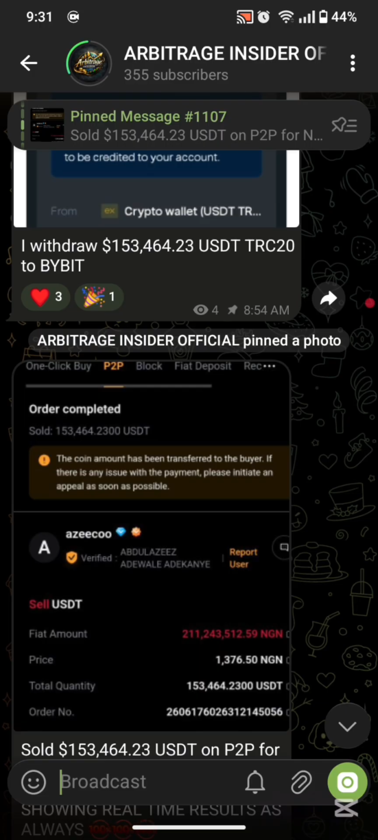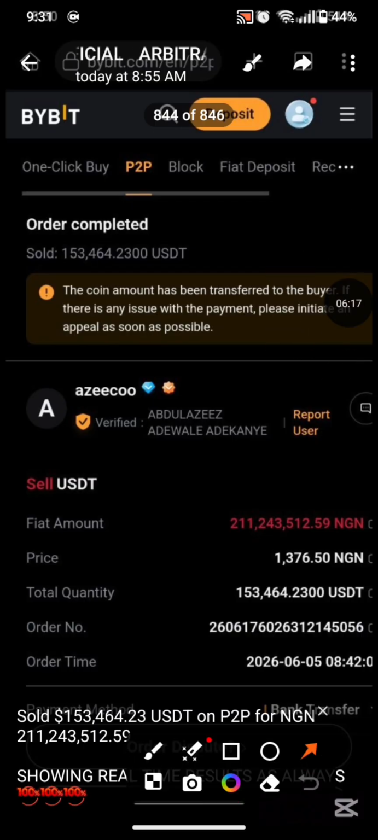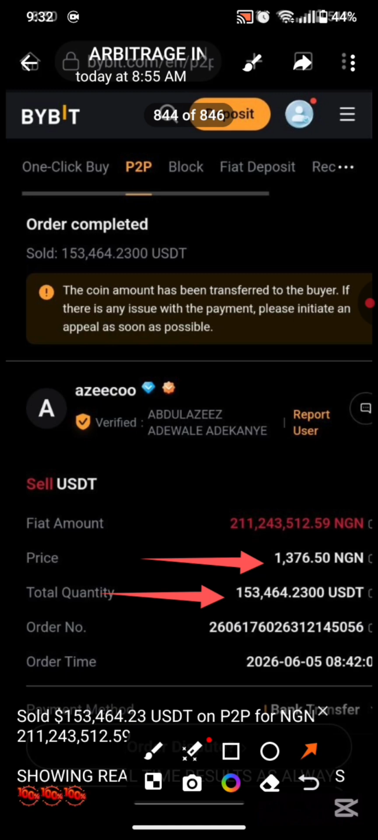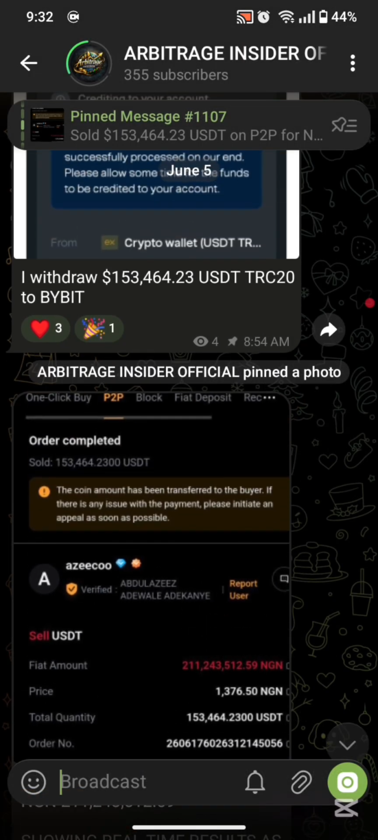So guys, for today being the 5th of June, I sold a total of 153,464.23 USDT at the rate of 1,376.50 Nigerian naira per USD. Then I got a total return of 211,243,512.59 Nigerian naira. So that's exactly how this arbitrage works. You deposit, you withdraw from Exness, then you come to P2P and sell for profit.